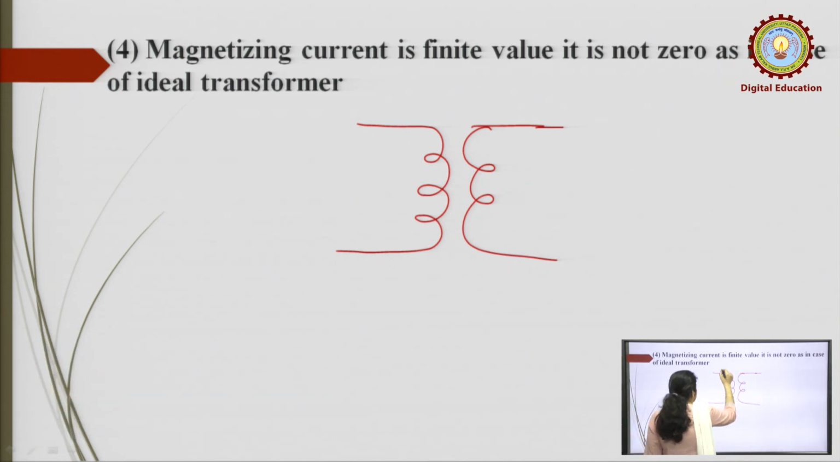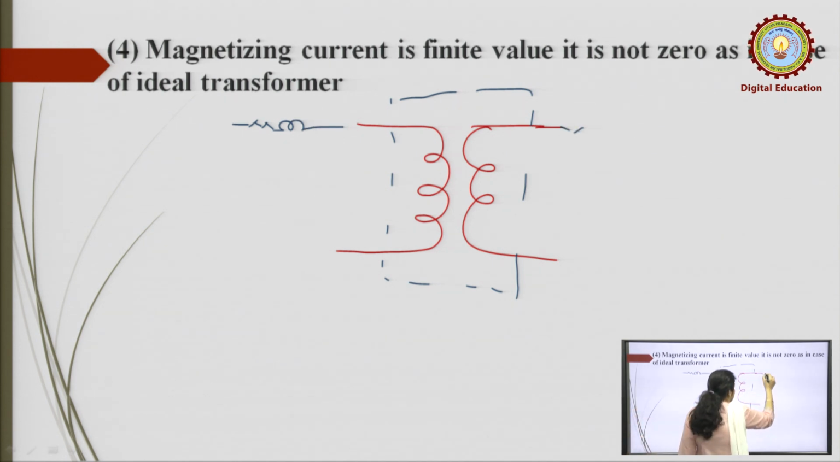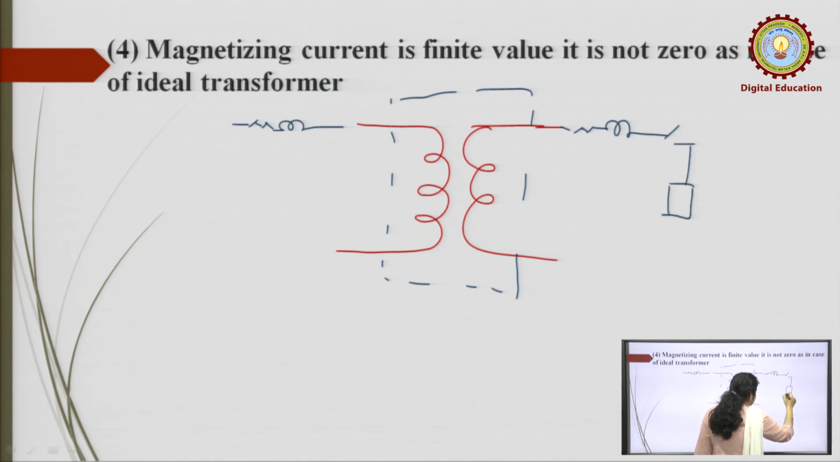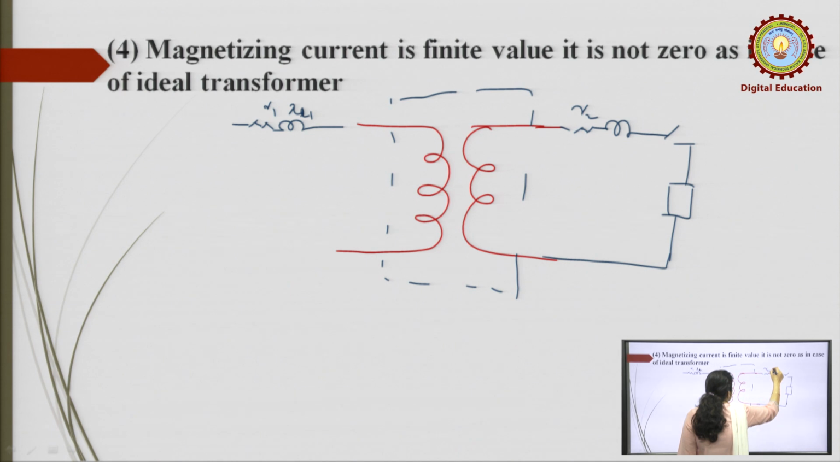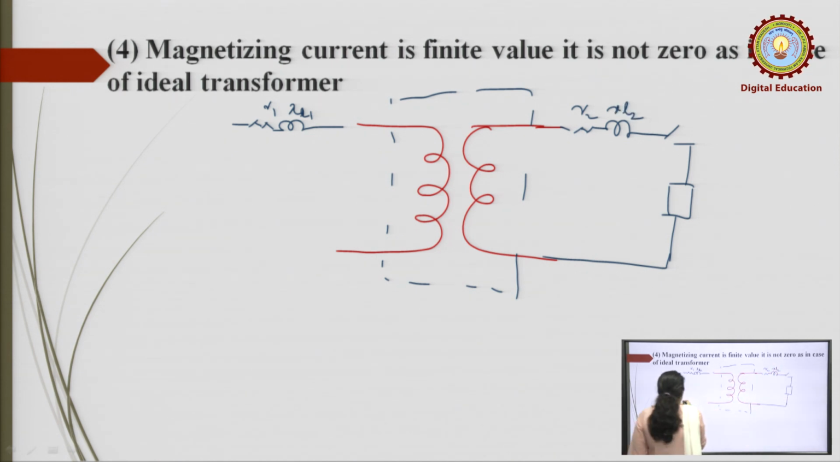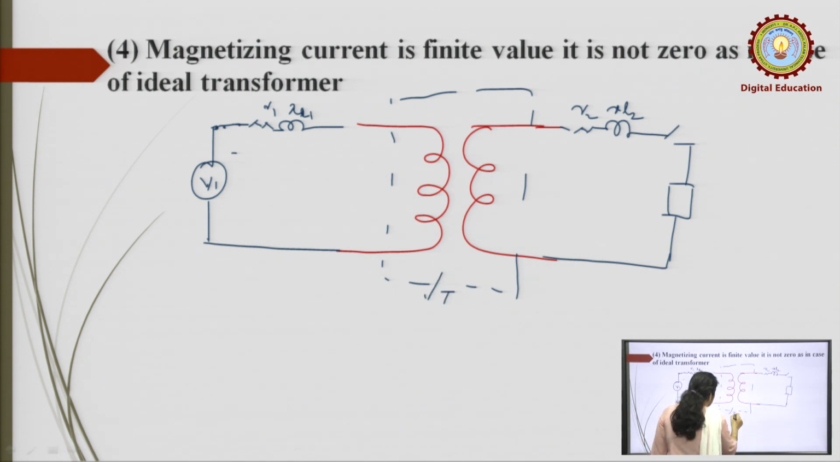So, this is the ideal transformer. Now, we introduce the resistance and the leakage reactance. On the other side, you just insert the resistance and the leakage reactance, and this is the load. So, this is R1, XL1, this is R2, XL2, and what about this? Suppose this is the V1 supply voltage. This is the ideal transformer.